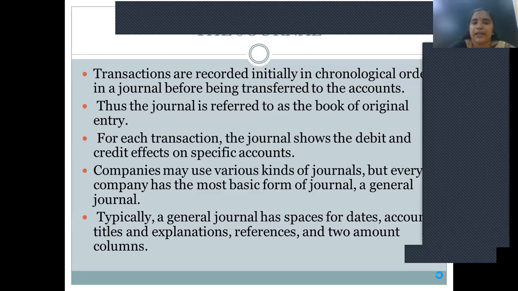So it normally has 5 columns. The first column is the date with serial number, then the particulars of the account to be debited and credited. Then there is a ledger folio column and the two debit and credit amount columns. Along with that, we write the explanation about from whom the cash is coming or going. So the transaction details in brief summary are also written in the journal.